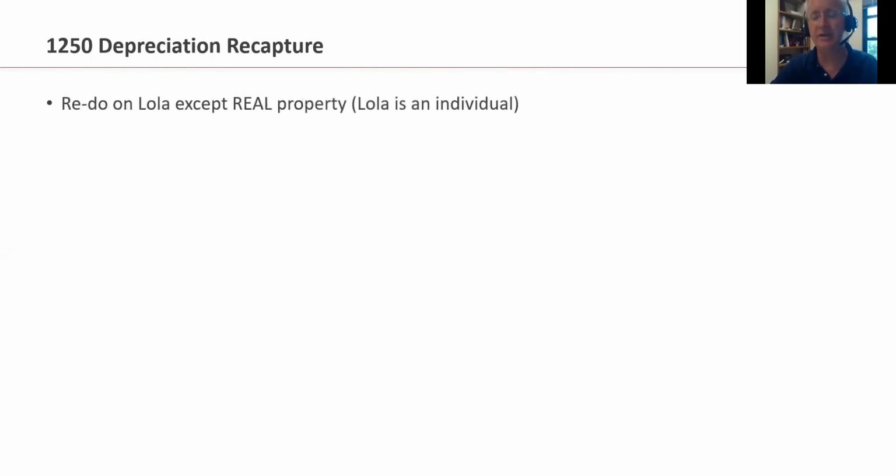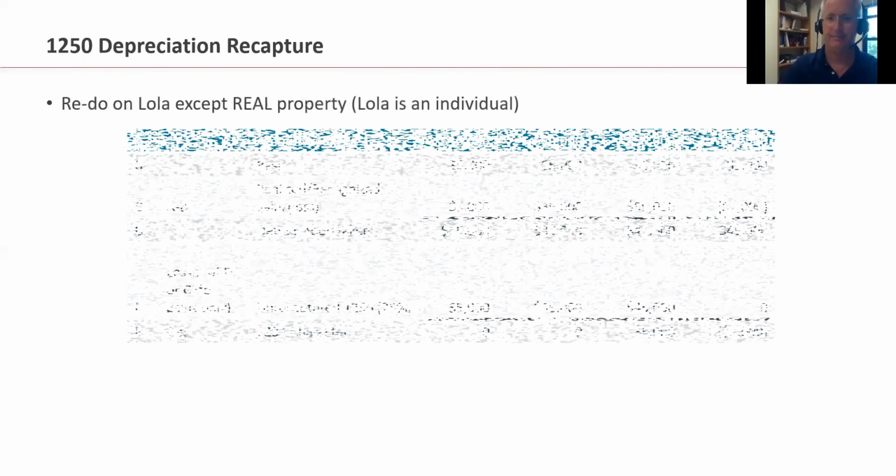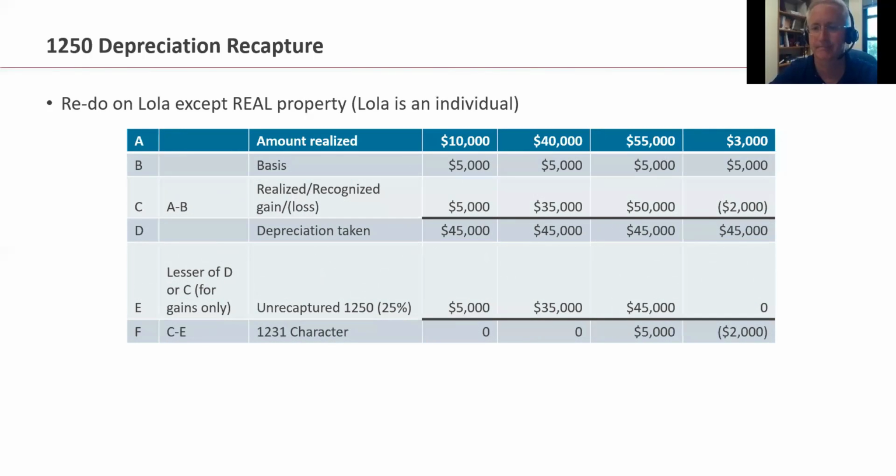Let's redo the Lola example, except this time we're going to look at it like it's real property. So similar to the last time, we're going to treat Lola as an individual. Okay, here we go. Wait a second. This table looks identical to the previous table.